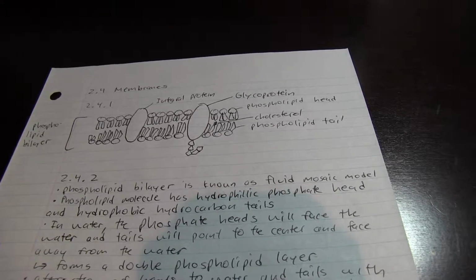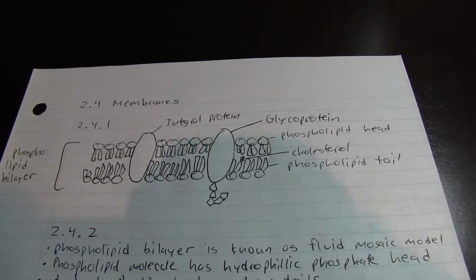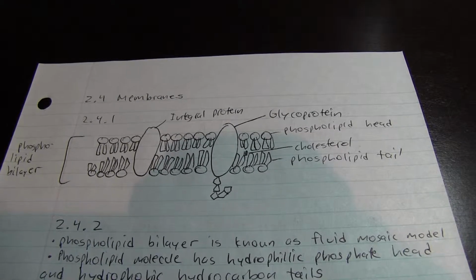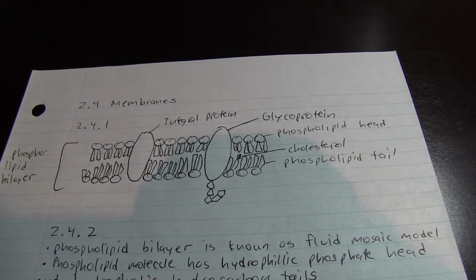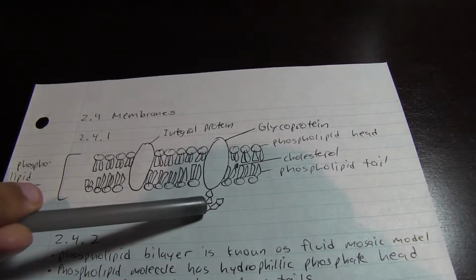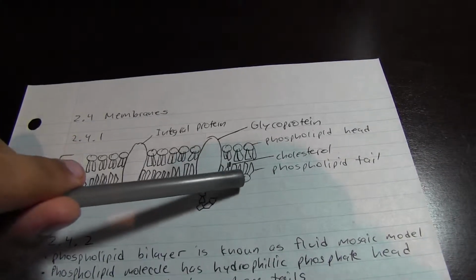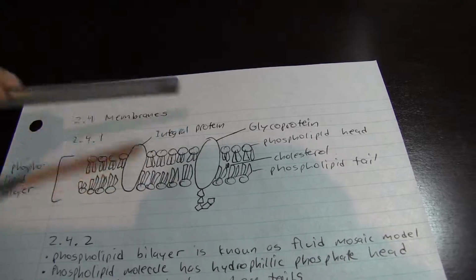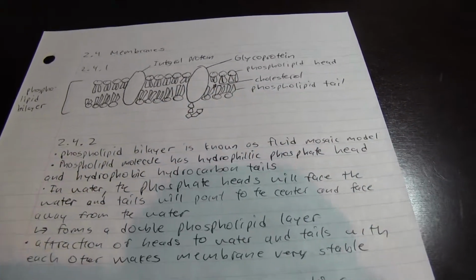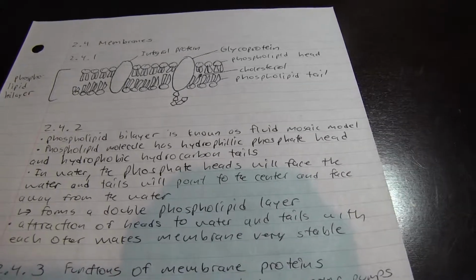So 2.4.1 asks us to draw and label a diagram to show the structure of membranes. Here's my labeled diagram. You've got the general phospholipid bilayer, the integral protein, and the glycoprotein. The glycoprotein, if you'll notice, has the hexagonal rings attached to it, so that's how you know it's a glycoprotein. That's the phospholipid head, phospholipid tails, and then you just draw a little cholesterol thing in there, and you've got your phospholipid membrane.